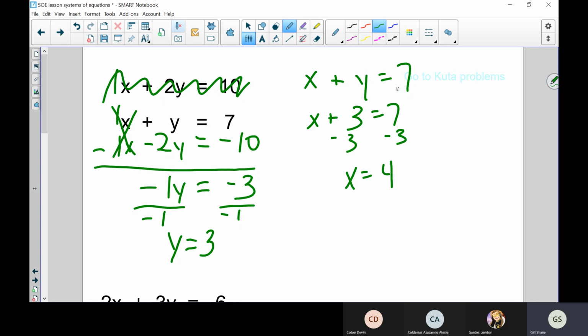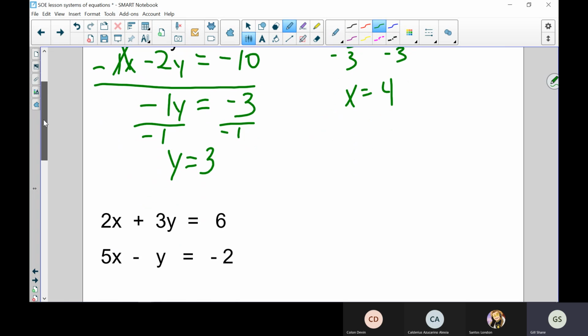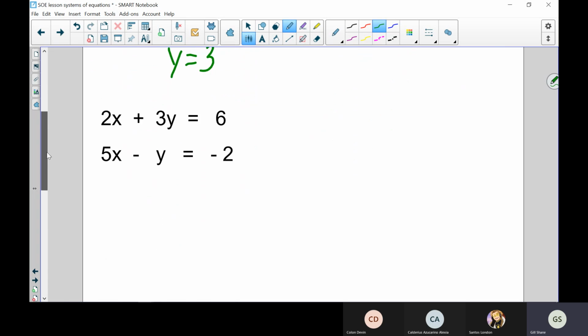Just remember that goal: I need same number, opposite sign. Same number, opposite sign. Sometimes it's already set up that way. Sometimes all you have to do is flip a sign, and then sometimes you can even figure it out by just looking at it.